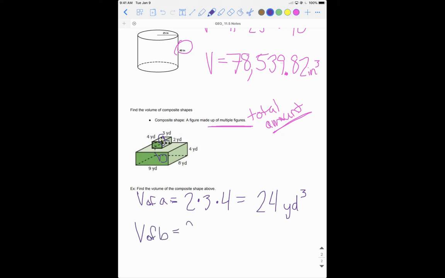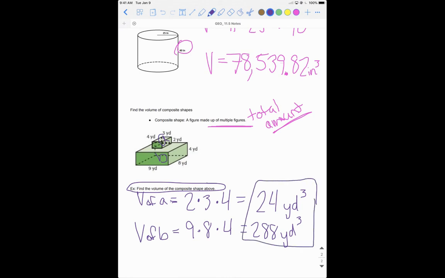Okay, now we got to find volume of B. And that we get 9 times 8 times 4. 9 times 8 times 4 gets us 288 yards cubed. And so we're trying to find the area of the composite, right? The question asks for the area of the composite shape above. That just means we take these two pieces and we add them together. So our total volume is equal to 24 yards cubed plus 288 yards cubed. Forgot my D over here. And that gets us a total of 312 yards cubed.